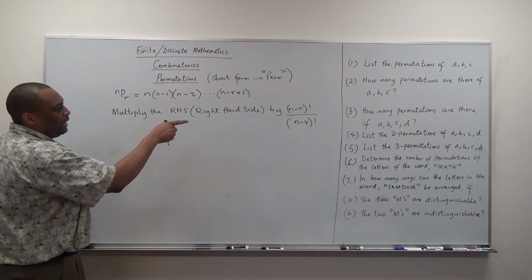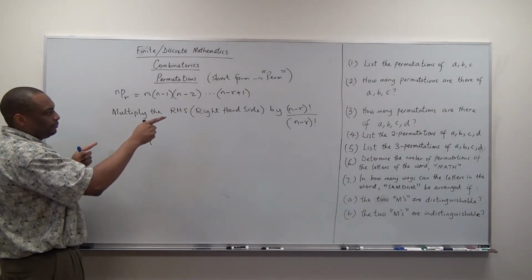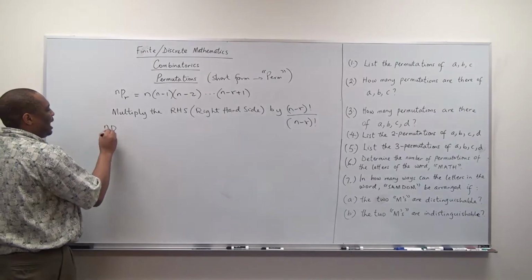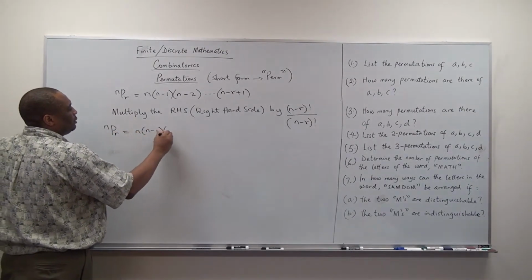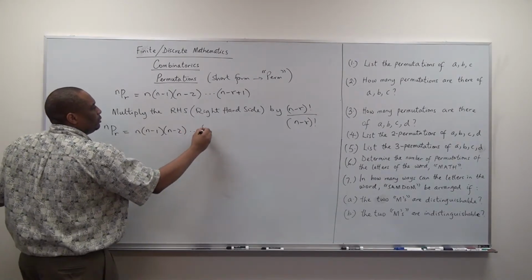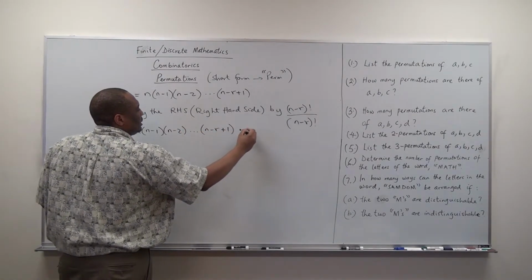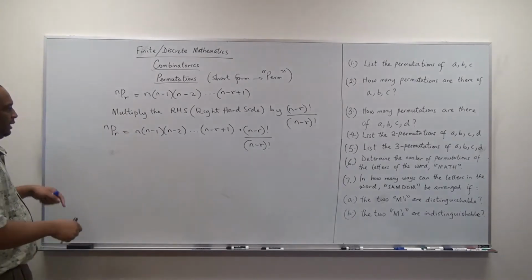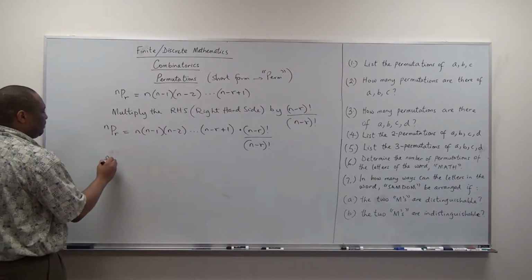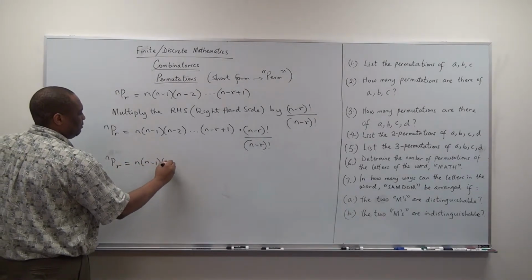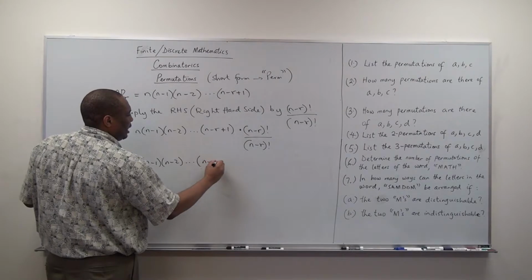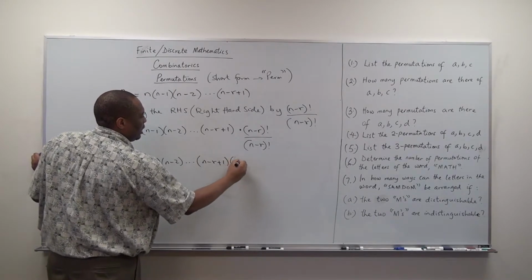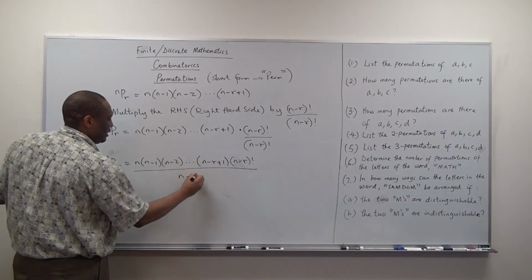All right, so n minus r factorial, of course, this is like saying multiply by 1. So nPr will be n times n minus 1, n minus 2, up to n minus r plus 1, times n minus r factorial, all over n minus r factorial, right?